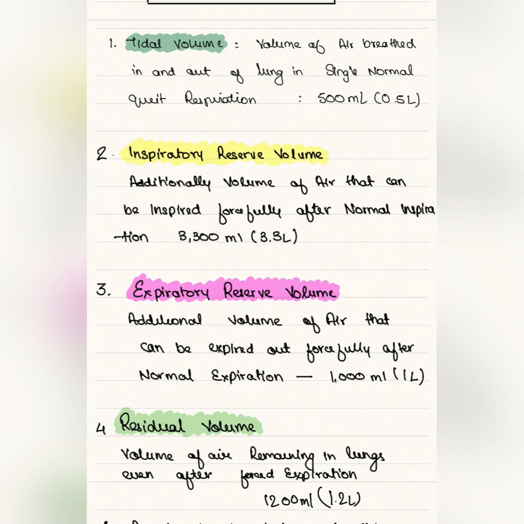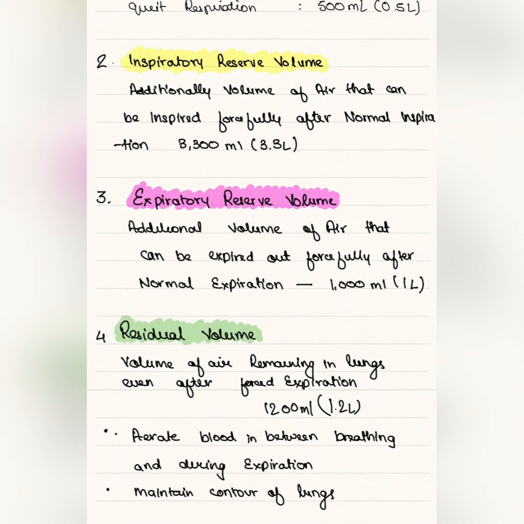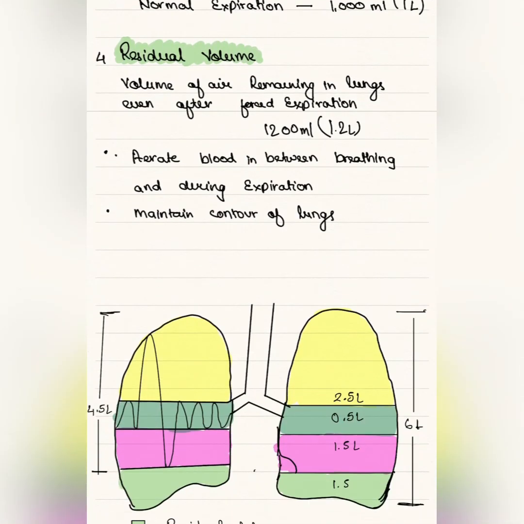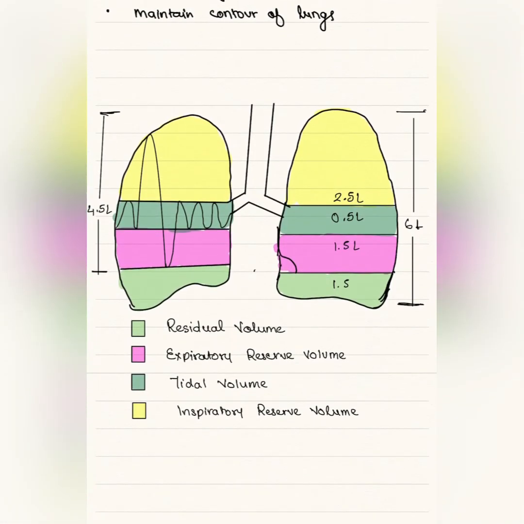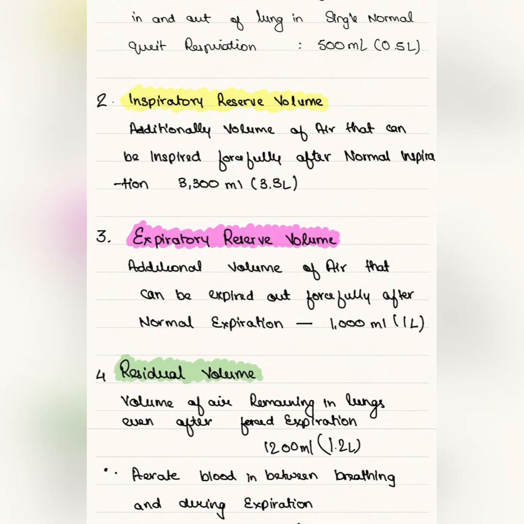So the tidal volume is the volume of air breathed in and out of the lung in a single normal or quiet respiration, which occupies about 500 ml of the lung. Here we can see that the area which I am darkening is considered tidal volume. Means during quiet respiration, the amount of inhaled air and exhaled air is considered as tidal volume. Then comes the inspiratory reserve volume.